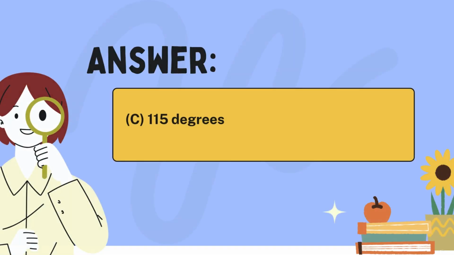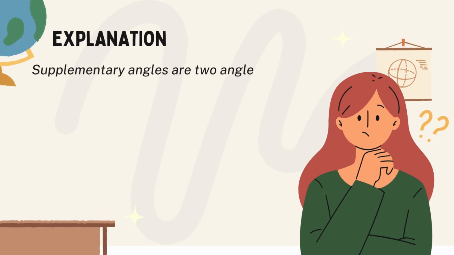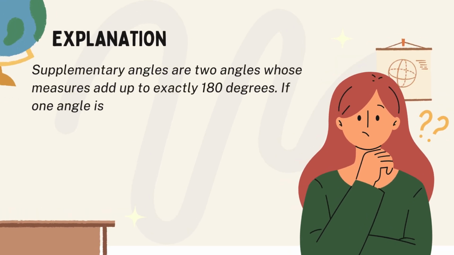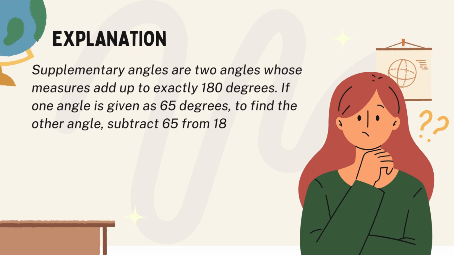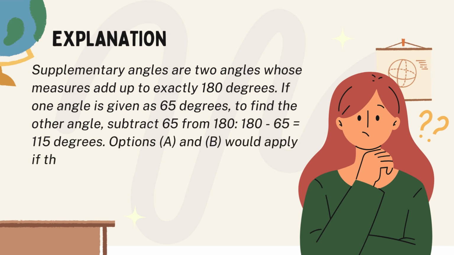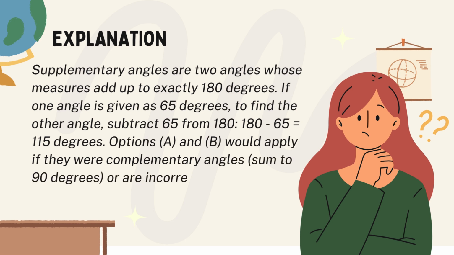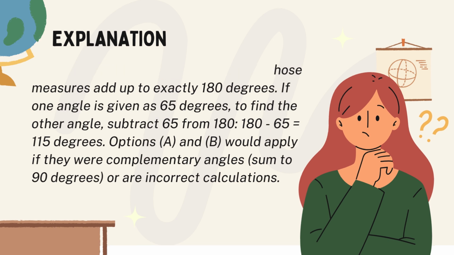Answer. C. 115 degrees. Supplementary angles are two angles whose measures add up to exactly 180 degrees. If one angle is given as 65 degrees, to find the other angle, subtract 65 from 180. 180 minus 65 equals 115 degrees. Options A and B would apply if they were complementary angles, which sum to 90 degrees, or are incorrect calculations.